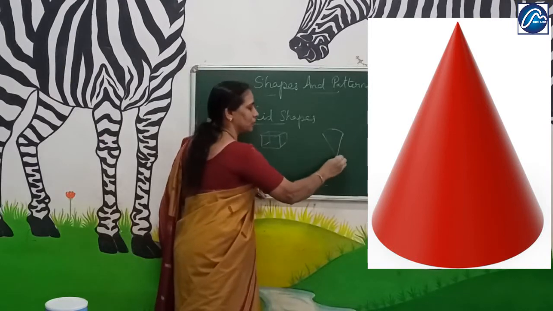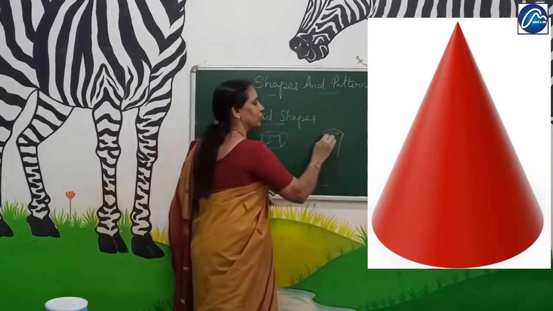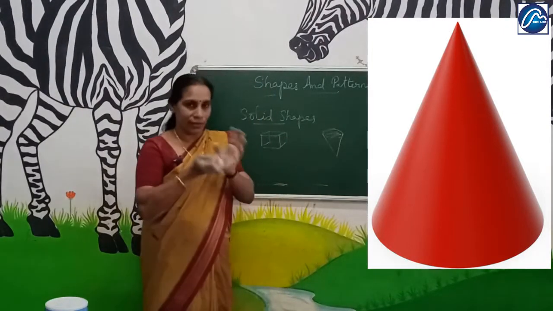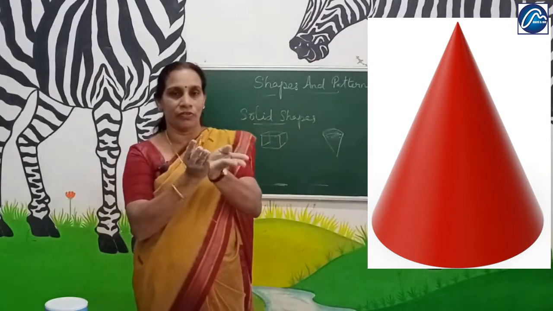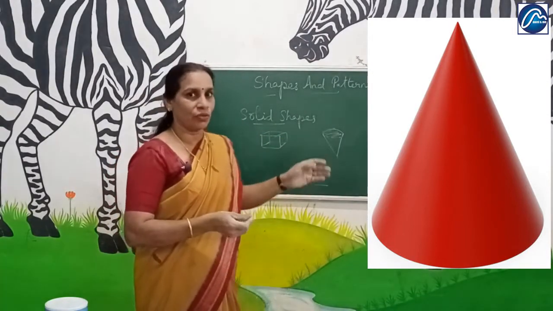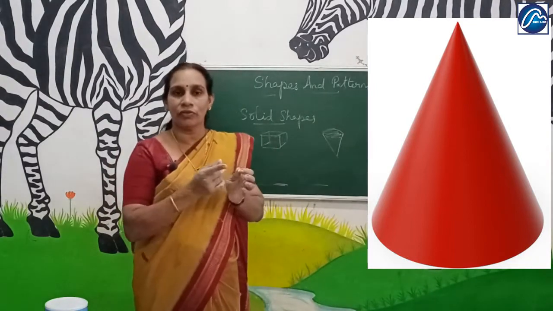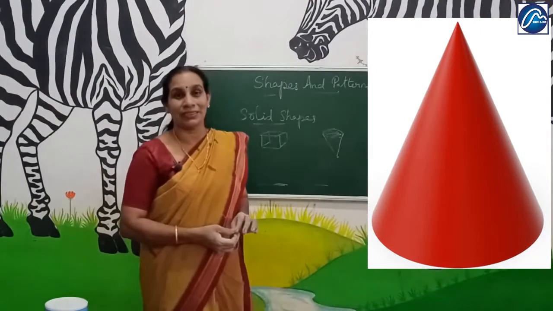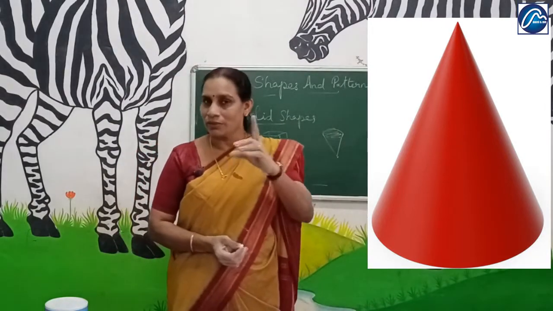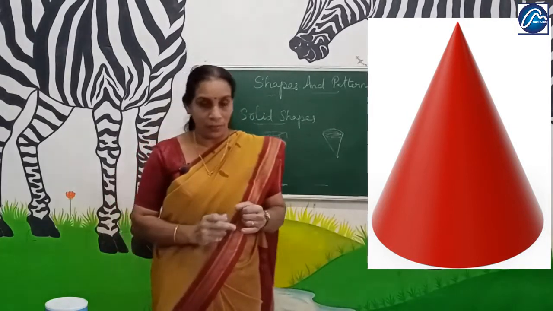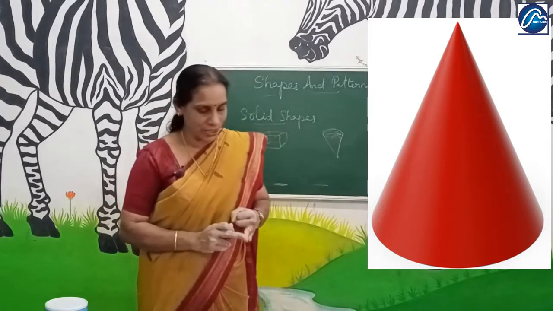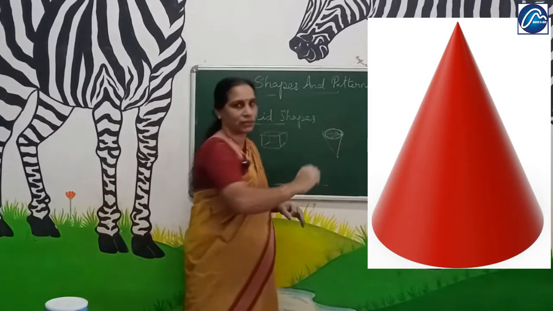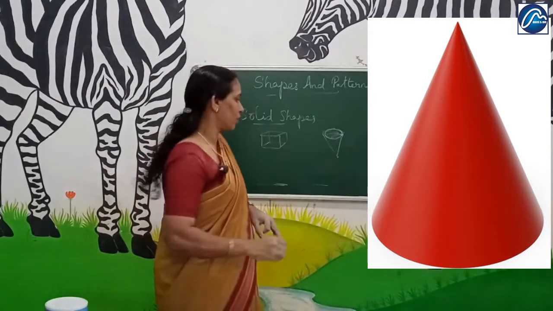Okay, this is a plane face and this is the curved face. We are going to look at a curved face. So this is a cone, with one curved face, one plane face, and only one corner. This is a cone, an ice cream cone. You remember that? One plane face, one curved face, one curved edge. And one corner. How many corners? One corner.